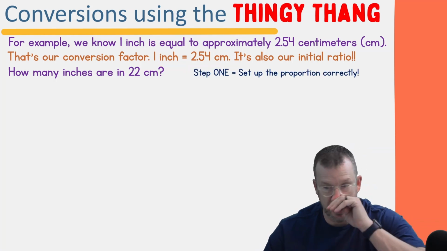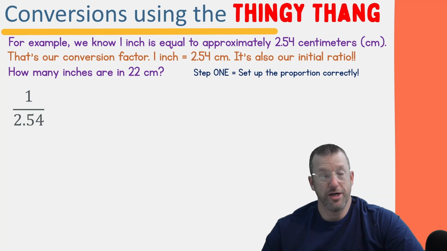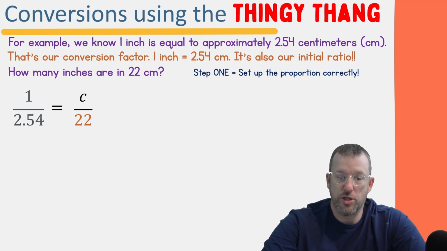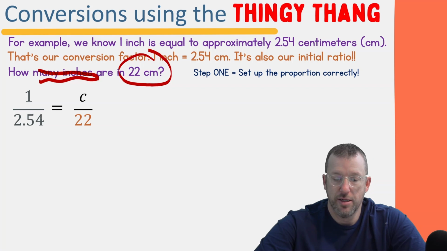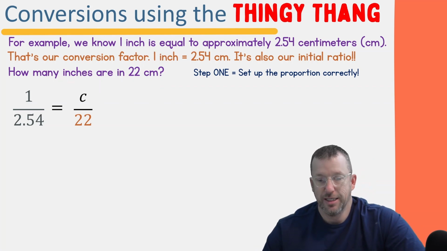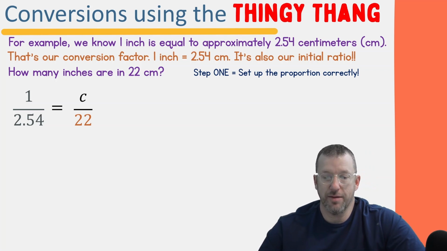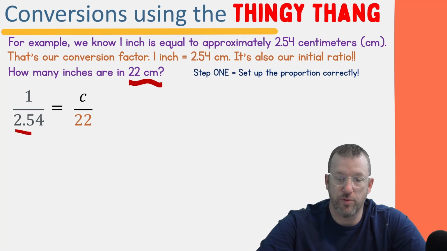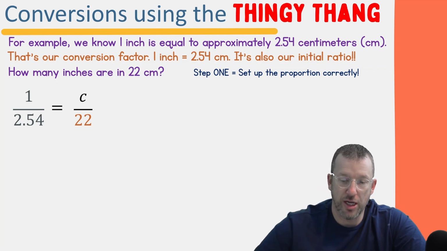So the first thing we do is set up our proportion. Our initial ratio is set up right here. Remember, it's all about the labels. On top I have inches, on the bottom I have centimeters. And we're going to set that equal to our other ratio. We don't know how many inches, but we do know 22 centimeters. So since inches goes on top, that would be our unknown. I put a C there. And on the bottom, 22 centimeters, and I had 2.54 centimeters. So my labels are lined up correctly.